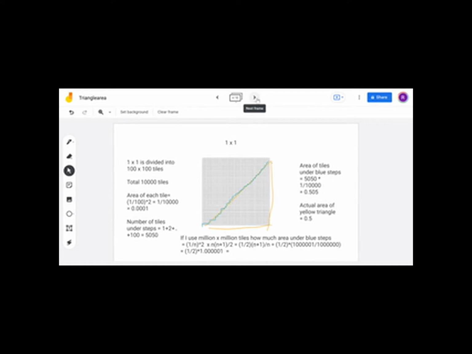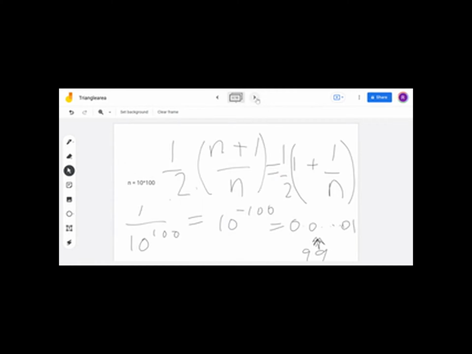Yes, sir. And then what formula did we get? We got that the area, when you make n very large, becomes half times 1 plus 1 over n. Correct? And when n is a million, this 1 over n is very small. And when you make n even larger, let's say 10 to the power 100, then it will become even smaller, like 0.00000001, with 100 zeros and then 1. Very small. So this thing will become very close to how much?